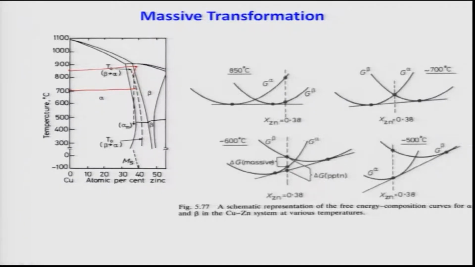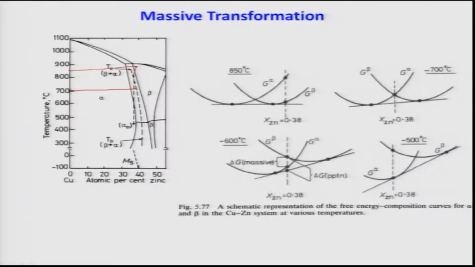As you see here, this is the alpha, this is the beta free energy curves. Now, I can tell you that this is precipitation. So, therefore, I draw a common tangent between them. If I do a common tangent, this is my free energy for the mixture of alpha and beta. That is what is written.